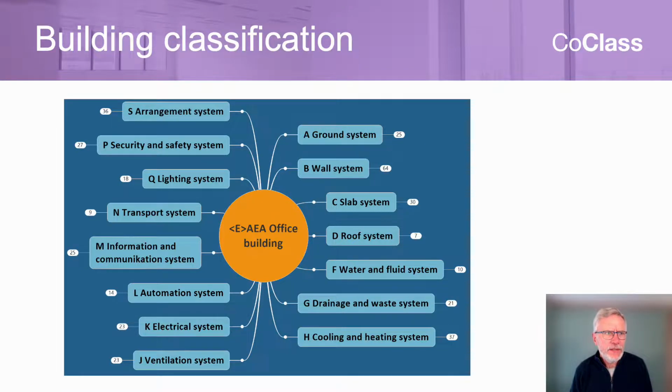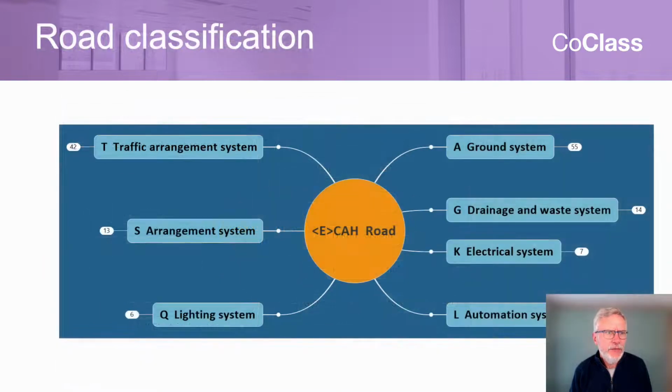And the same applies if you have a road. Fewer systems here, but obviously you have a ground system which comprises the road as such. You have drainage, waste, electrical, automation often, you have lighting arrangement and traffic arrangement with roads, traffic signals and so on.